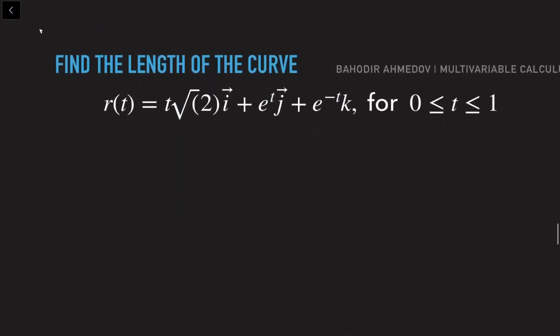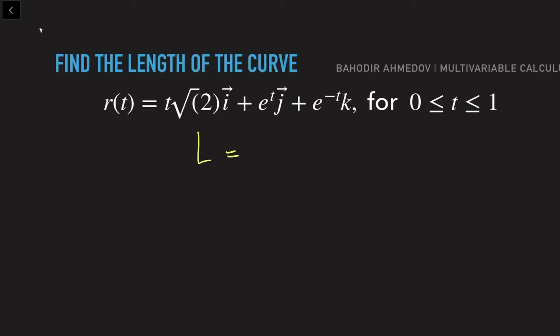So let's go to problem number 6, where we need to find the length of the curve. The length of the curve is found using the following formula. We need to integrate from a to b the norm of the derivative of the given function. So we basically first of all need to find the derivative, then find its norm, and then integrate this. So again, we are going to have a vector function with 3 components.